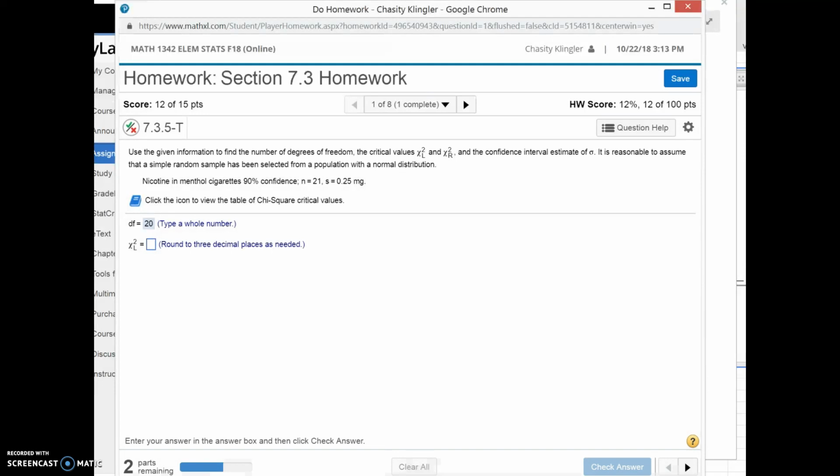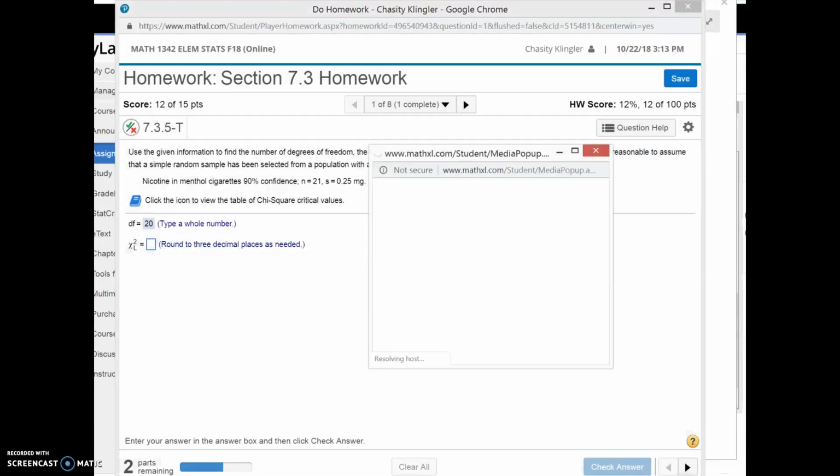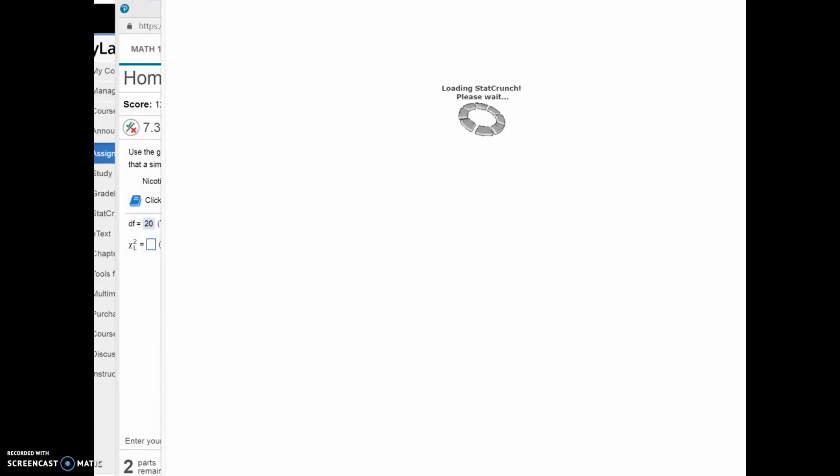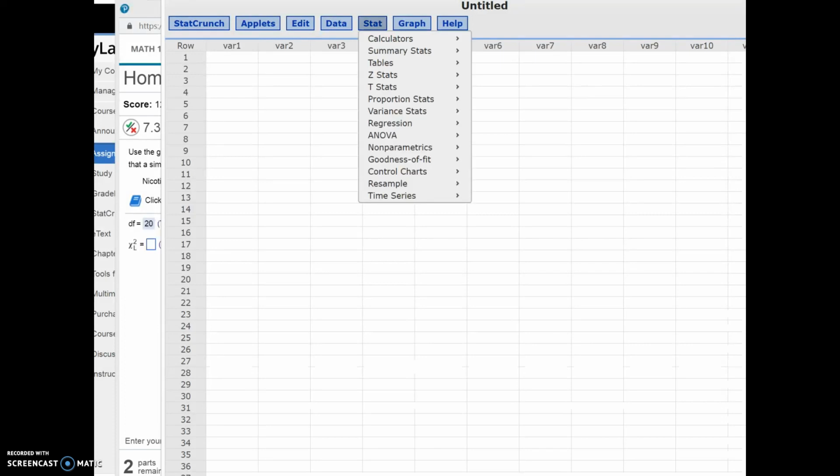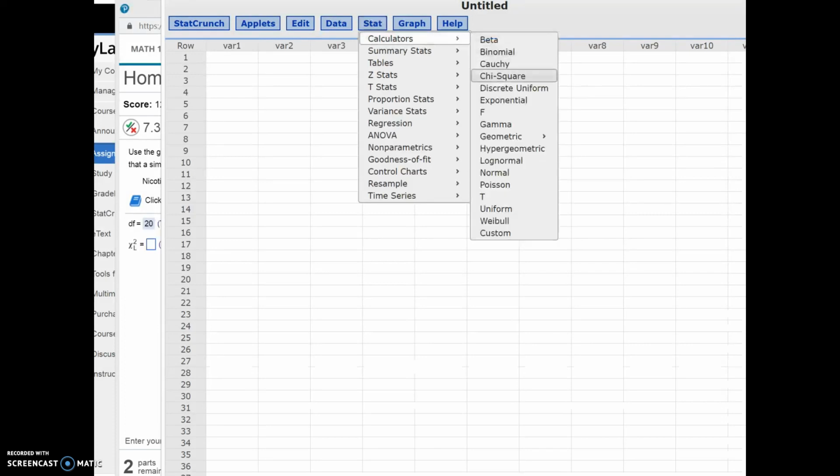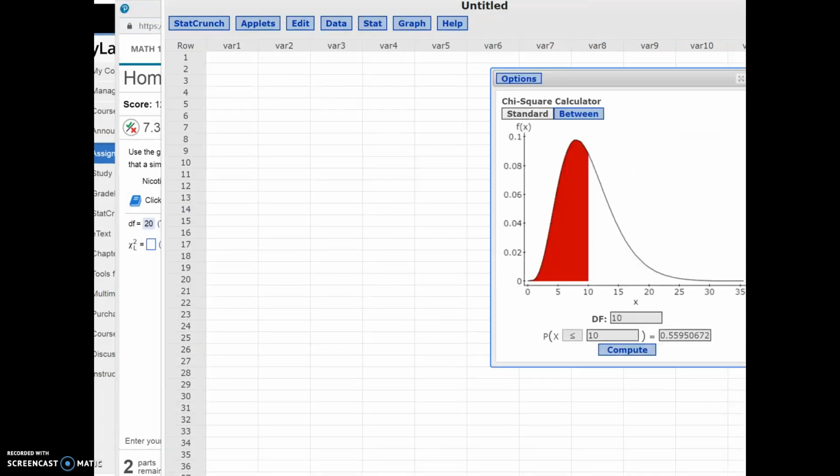Now, to find our chi-squared to the left value, you can use the table or you can use StatCrunch. I'm going to use StatCrunch. And you just do stat, calculators, chi-squared. And our degrees of freedom is 20 here.